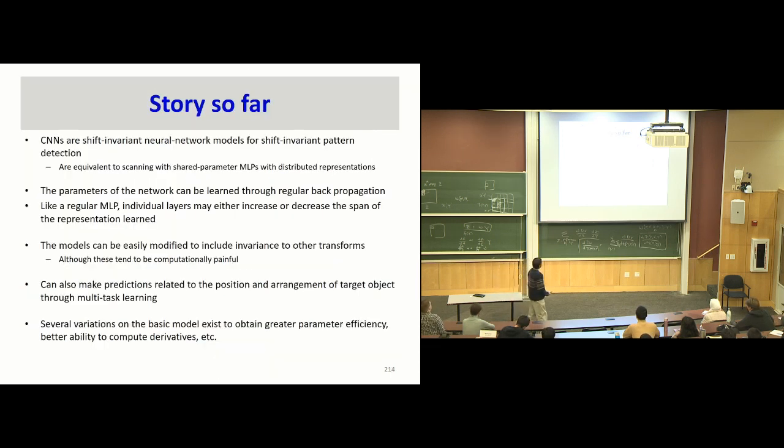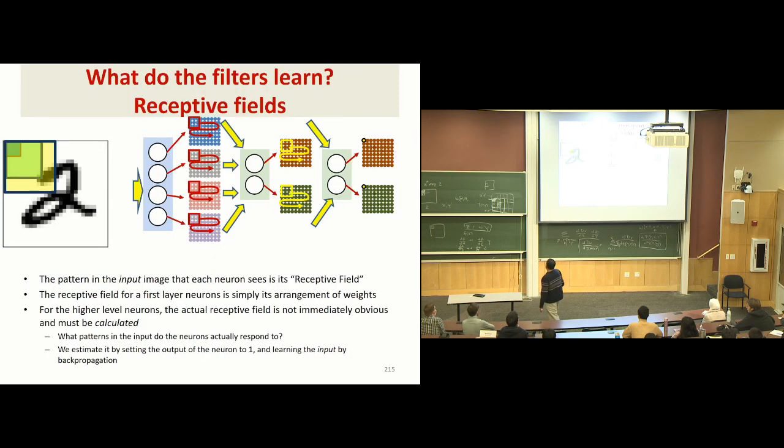So the story so far, just adding to everything that we've seen: we can also make predictions related to the position and arrangement of target objects, and you have variations which exist to give you greater parameter efficiency in the model, right? Now this last bit, give me a minute and then I'll stop.